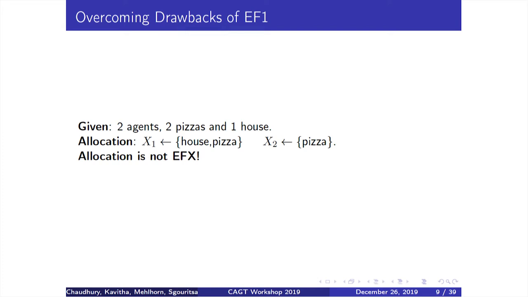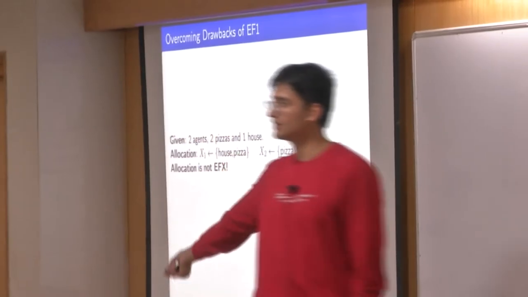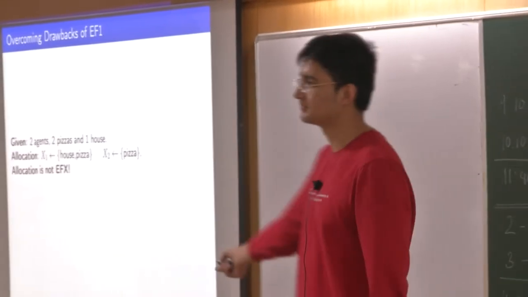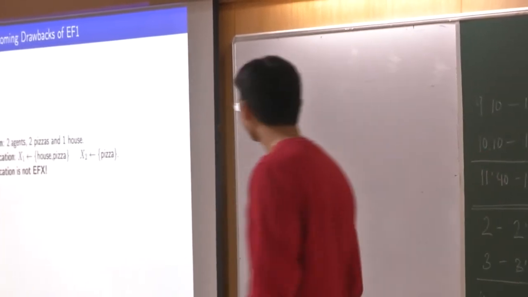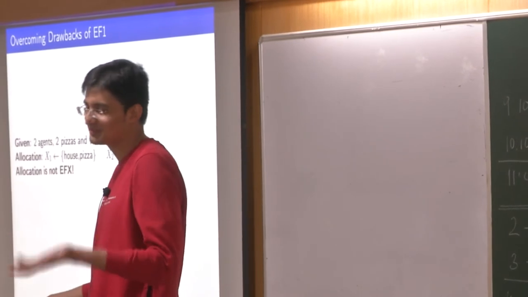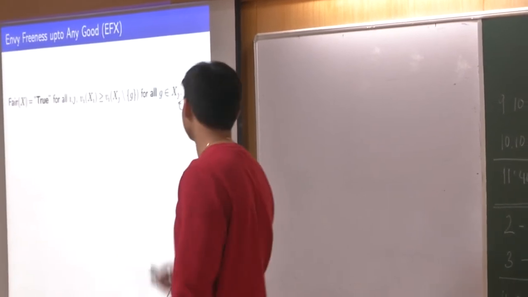No, you give a house to one of the agents and two pizzas to the other. So then the guy only has a house. Yeah. Okay, yeah. But like I said, if you just have a house, then also the same situation comes.